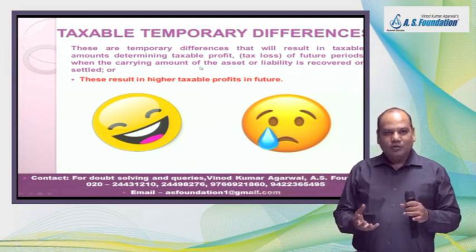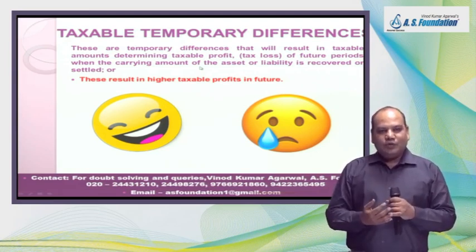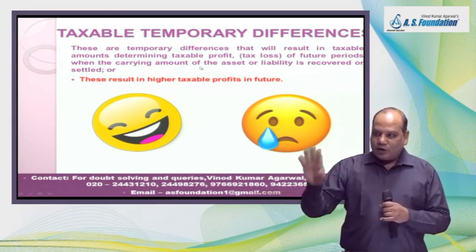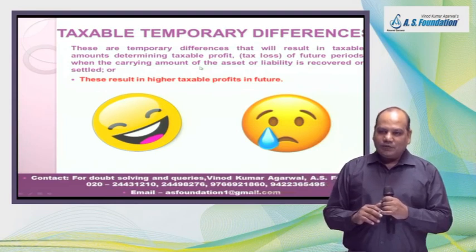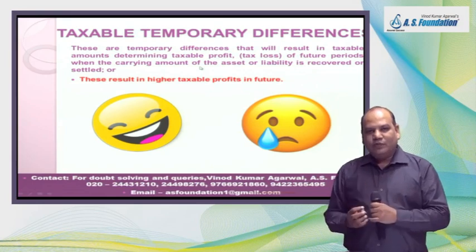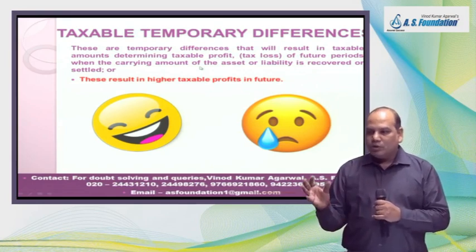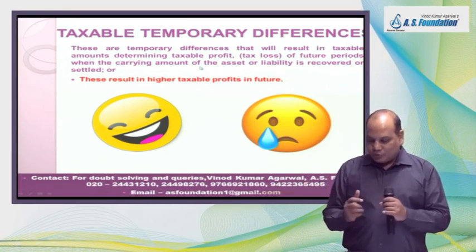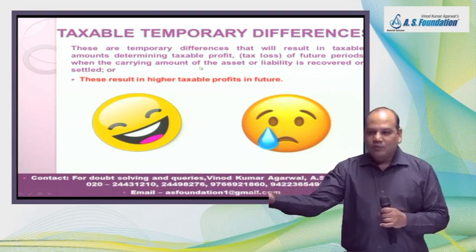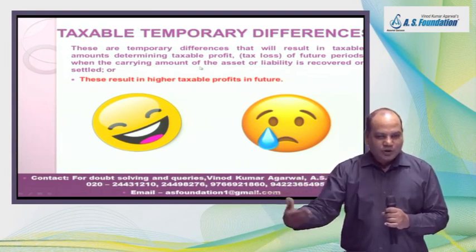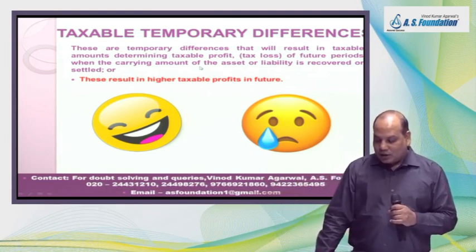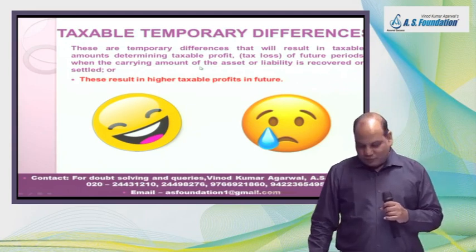For example, in books of account, an asset purchased for 1 lakh, depreciation charge 20,000, carrying amount is 80,000. And you have written off that asset 100% in the first year for tax purposes. Now what will happen next year? When I provide 1/5 depreciation in books, I will not get any depreciation for income tax purposes. So I have recovered 20,000 rupees of an asset, and correspondingly we are not getting any tax benefit. It means I have to pay more tax in the future period. So this results in higher taxable profit in future.